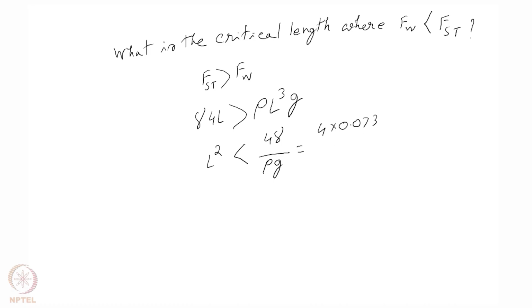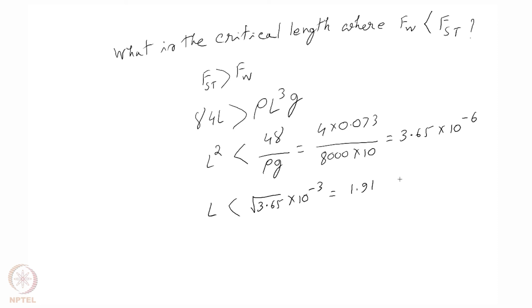If we put all these values, then this is 4 into 0.073, and below we have 1000 into 10, and that becomes 3.65 into 10 to the power minus 6. So L becomes square root of 3.65 into 10 to the power minus 6, and that is equal to 1.91 into 10 to the power minus 3 meter. So, let us make it millimeter.